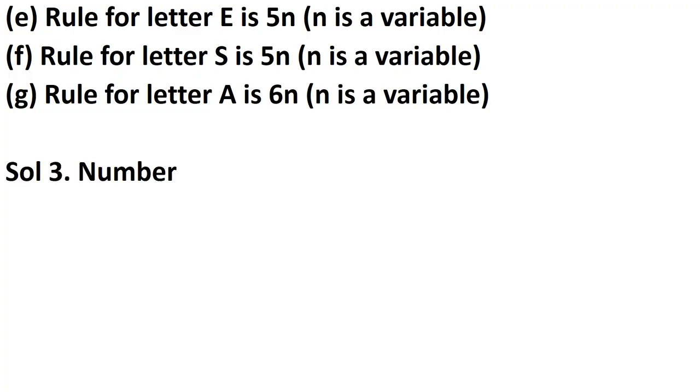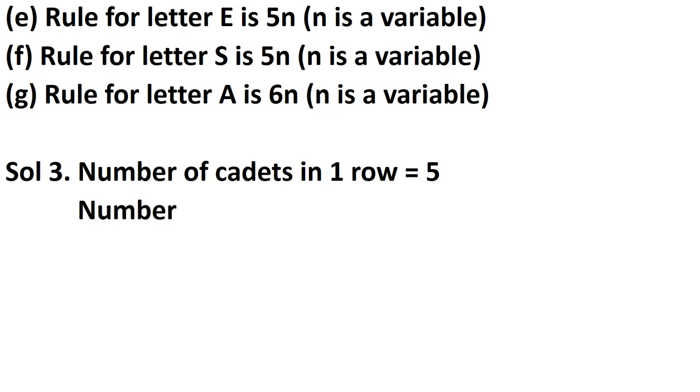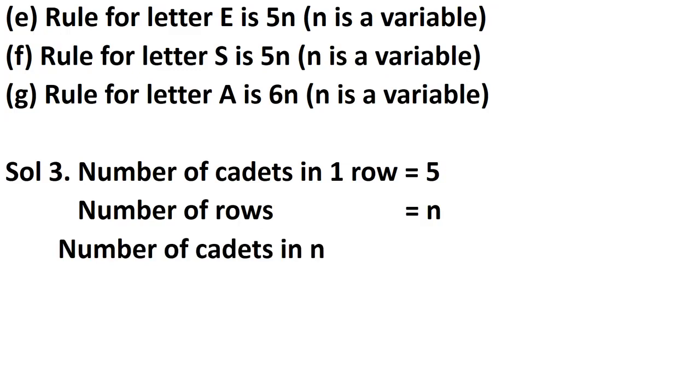Now see question number 3. The number of cadets in one row is given to us as 5. The number of rows given to us is n. So the number of cadets in n rows. It is given in the question that rows are n. So the number of cadets in n rows is 5 multiplied by n, 5n.